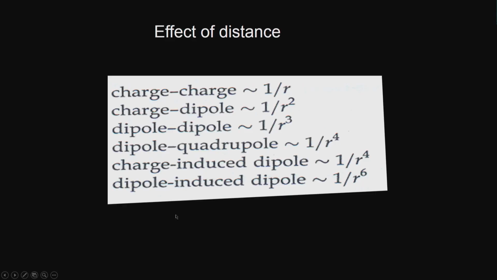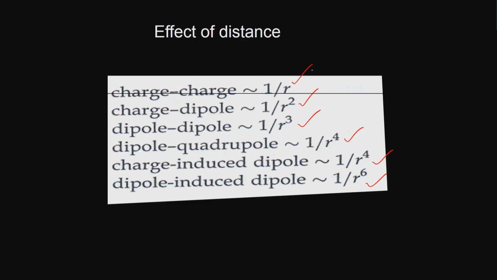If you look at the effect of distance, as you know, for electrostatic we have Qi Qj divided by Rij, so it is proportional to 1 by R. Whereas if you look at charge-dipole type of interaction, it is related to 1 by R squared. Dipole-dipole is related to 1 by R raised to the power 3, dipole-quadrupole 1 divided by R power 4, charge-induced dipole 1 divided by R power 4, dipole-induced dipole 1 divided by R power 6.